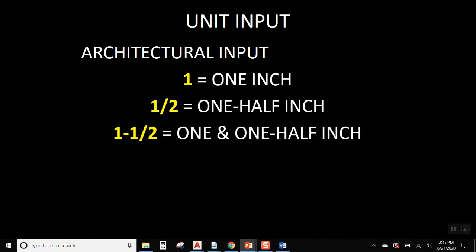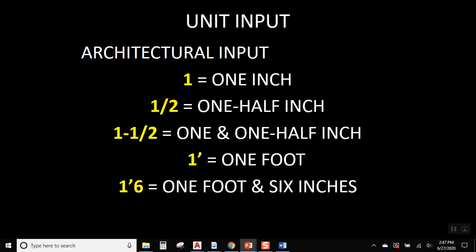1-1/2, 1.5 inches. When you want feet, though, you're going to have to add the foot mark. So 1 foot, well, that's the one with the foot plates. If you have feet and inches, check it out. You have feet, foot mark, and then no space, no dash, no nothing, just the number of whole inches.